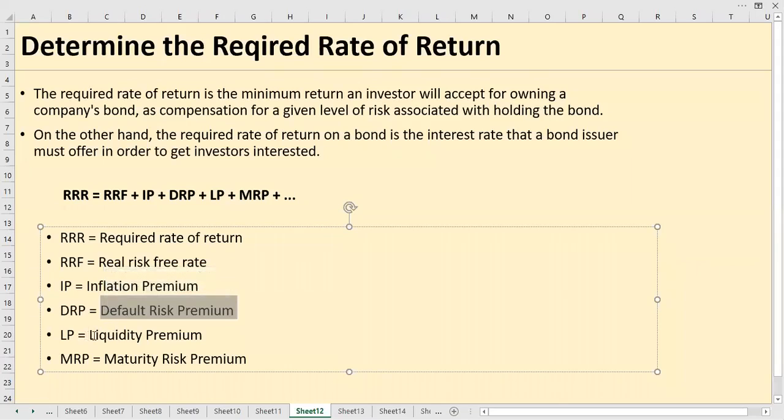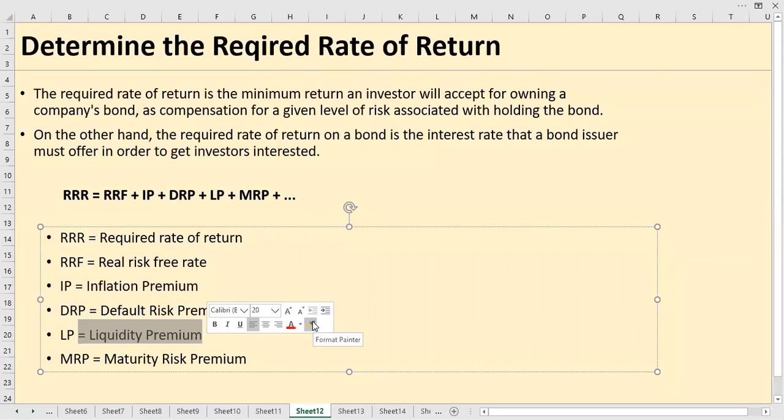Liquidity premium is actually about how liquid this particular bond is in the market. That also depends on the market as well as the company's reputation, whether it is an established company or not. If we can sell this particular bond in the market quickly without incurring that much cost, that means the bond has good liquidity. So if that bond has high liquidity, our liquidity risk is low. That means we will not request that much liquidity premium.